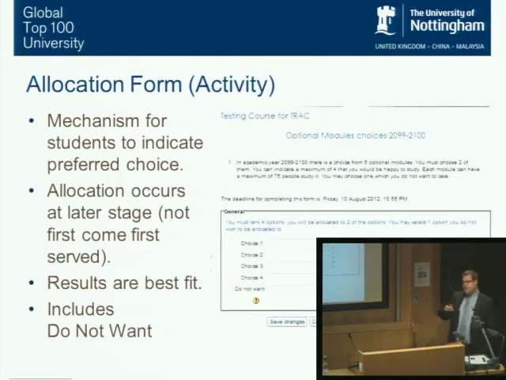So you may be familiar with some people who have done optional modules on a first come, first served basis, where the first 75 people to sign up to that module get in. This does it on a much fairer basis. The results are best fit because there's some mathematics built in behind it, which I'll explain in a moment. It allows a window of opportunity for all the students to go in and indicate which modules they're interested in, their preference, and then we'll run it at a later date. And there are options here to include a do not want, so you can see that.